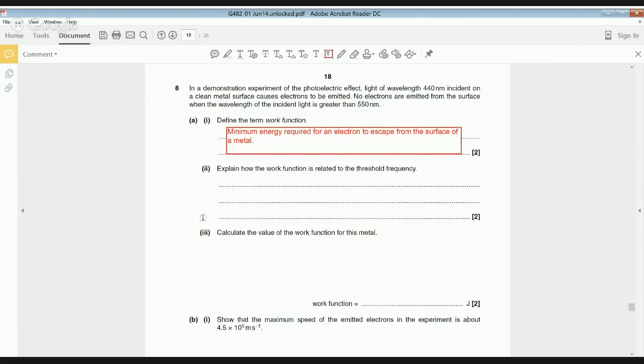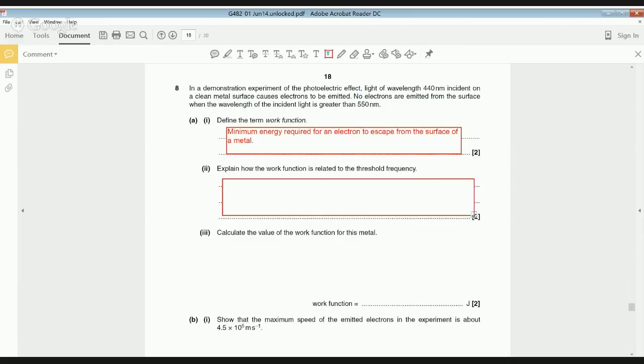And explain how the work function is related to the threshold frequency. Well, the work function is the minimum energy required. The threshold frequency is the minimum frequency required. So a photon with less than the threshold frequency cannot cause electron emission.